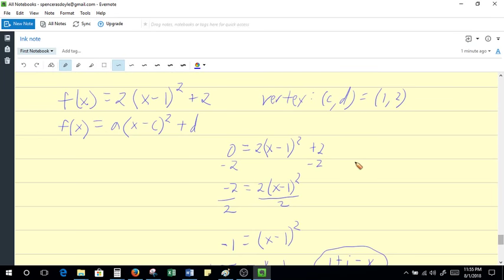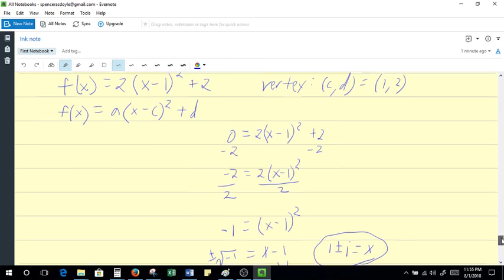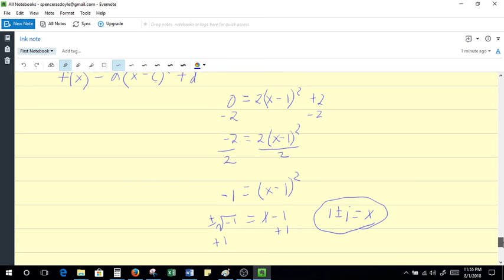So, again, vertex, CD, just like we're doing transformations, and then for the roots, we set the function equal to 0 and isolate x.